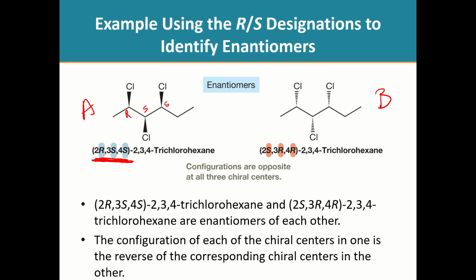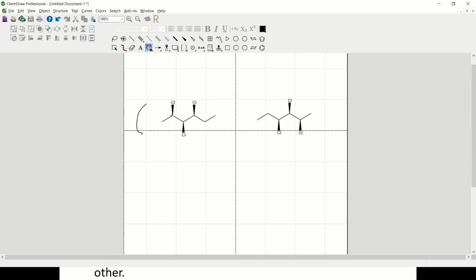But what you can find is that this stereocenter right here is an R, S, S, and this is an R, S, S. If you have the same configuration of all the stereocenters, then you know you have the same molecule.